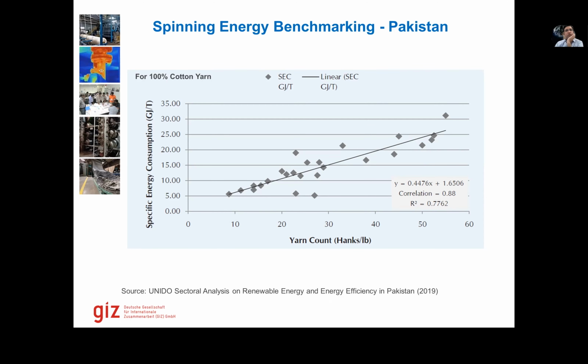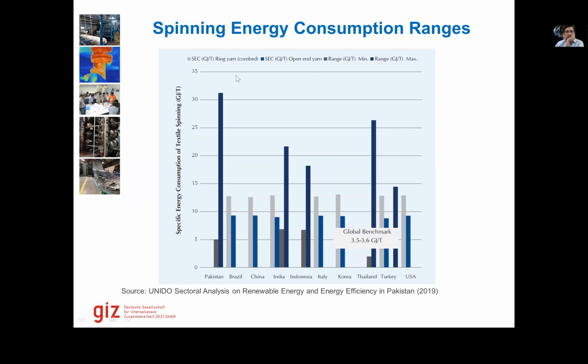This is put here only as a reminder, but this was the data that we got from an international study, and then we put it into this study as well. So you can see that for Pakistan we had 5 gigajoules per ton, ranging up to 33 gigajoules per ton, and for different countries we have different ranges of values.